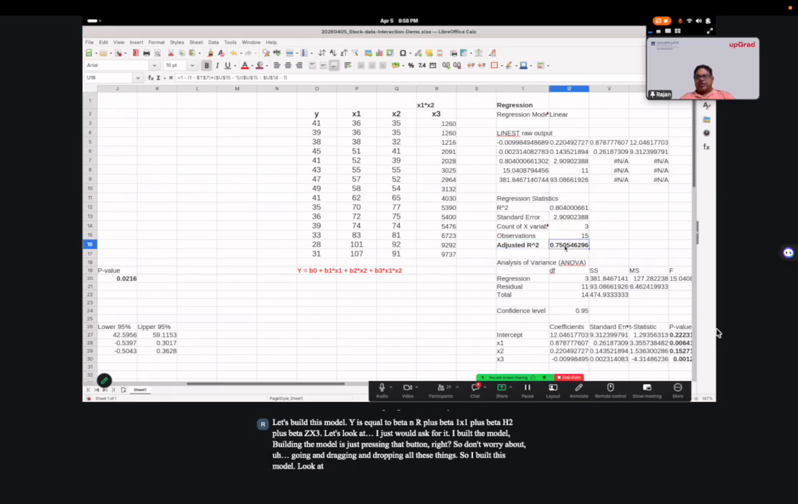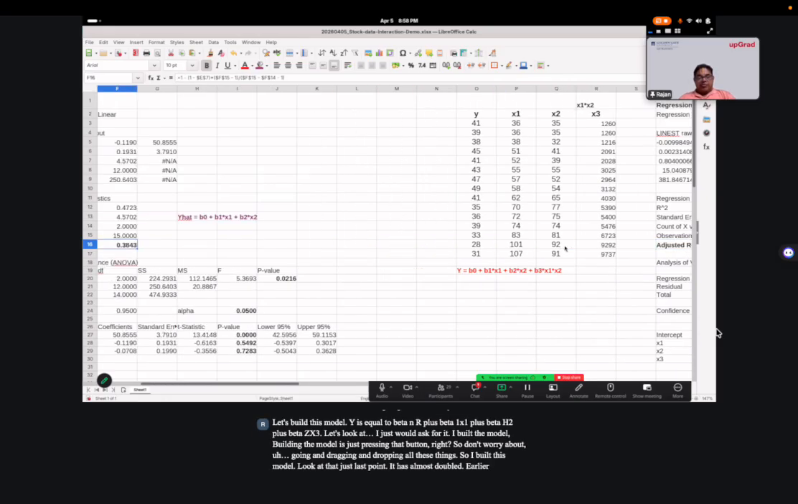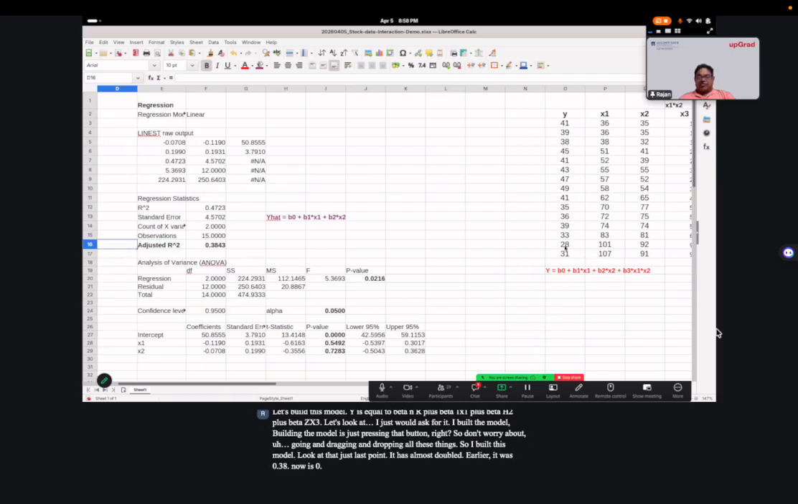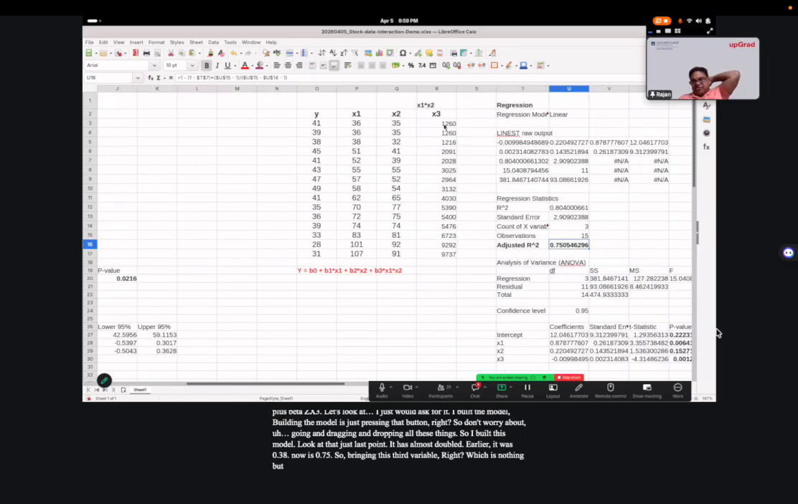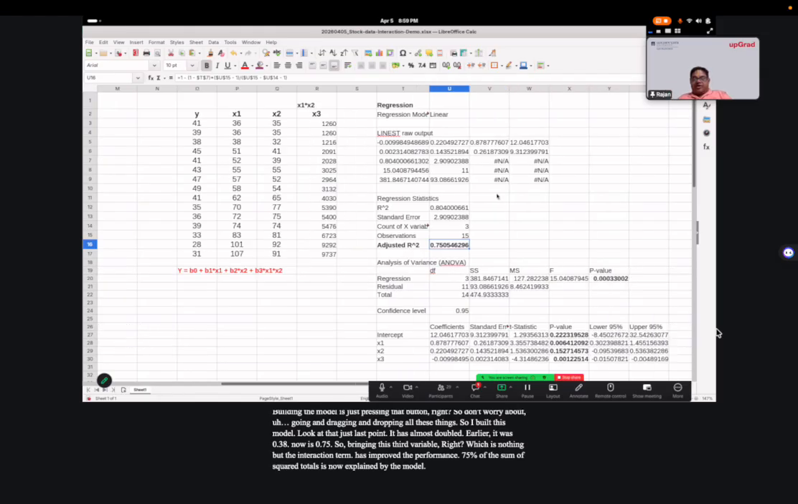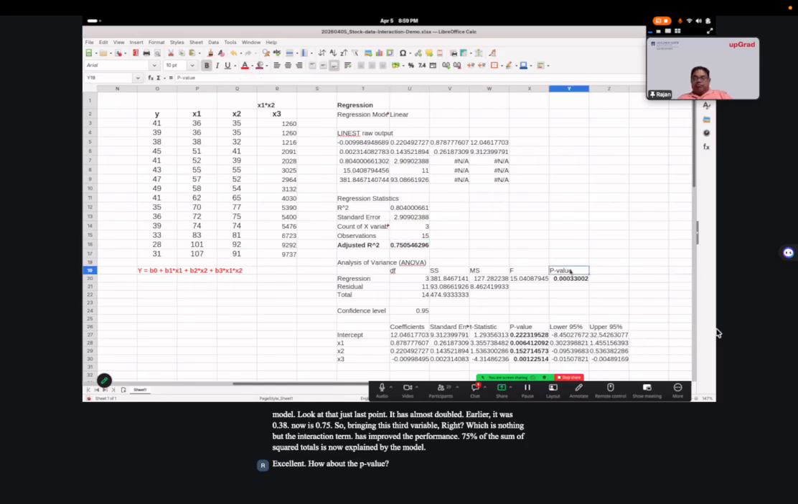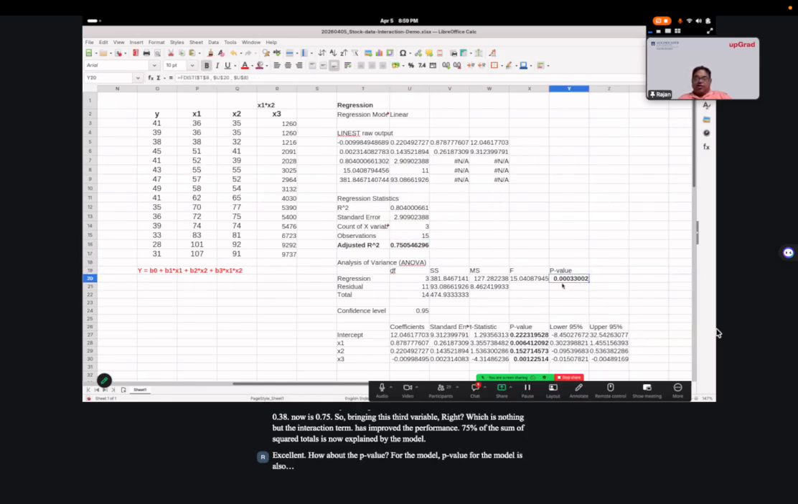Look at the adjusted R squared. It has almost doubled. Earlier it was 0.38. Now it's 0.75. So bringing this third variable, which is nothing but the interaction term, has improved the performance. 75% of the sum of squared totals is now explained by the model. Excellent. How about the p-value for the model? P-value for the model is also awesome. Much less than alpha, right? So the model is also good.